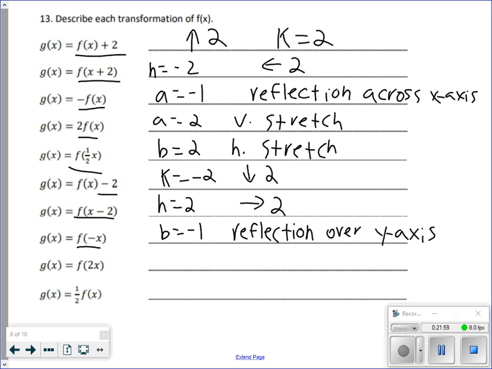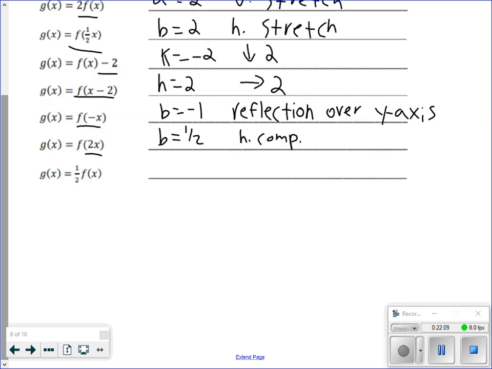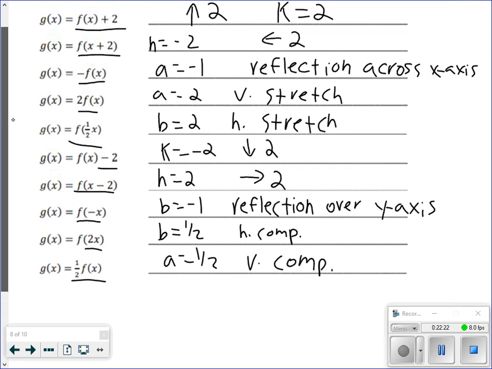All right. And then f of 2x, that gives me a b value of 1/2. That's going to be a horizontal compression. I'm going to do h comp for short. And then 1/2 f of x, that's my a value of 1/2. And that gives me a vertical compression. Again, I'm doing v comp for vertical compression just to keep it a little shorter.